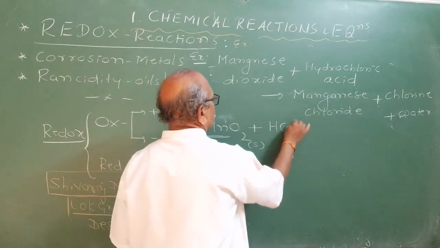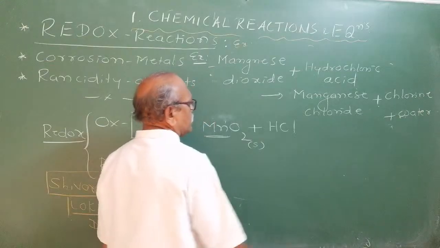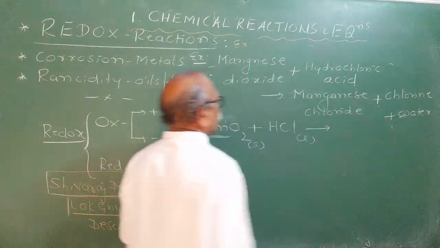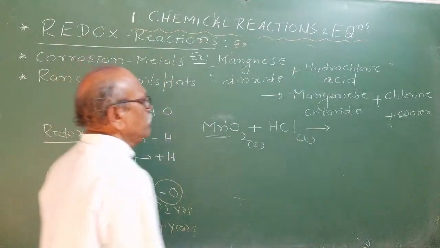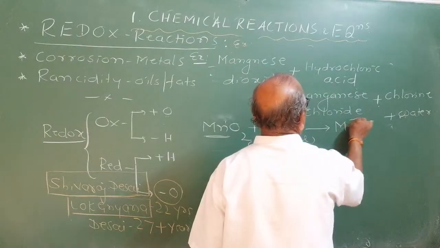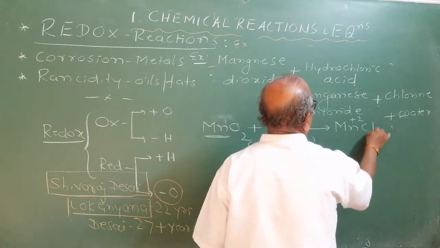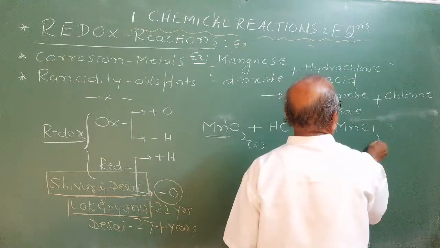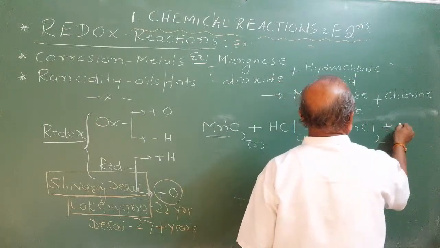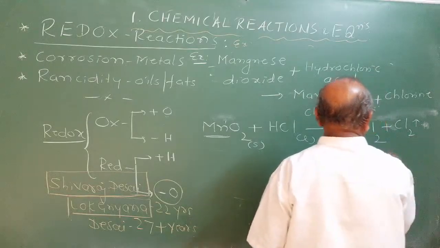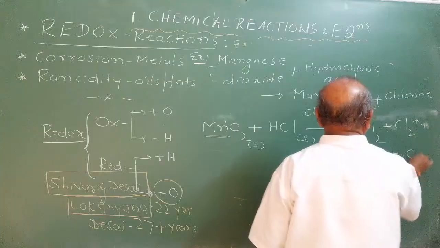Hydrochloric acid, HCl. When you add liquid hydrochloric acid, you will get manganese chloride. Whenever manganese chloride is given, you have to take the valencies as plus 2 and minus 1. You can write the formula as MnCl2, plus chlorine, which is a gas, plus H2O. Balance the equation.